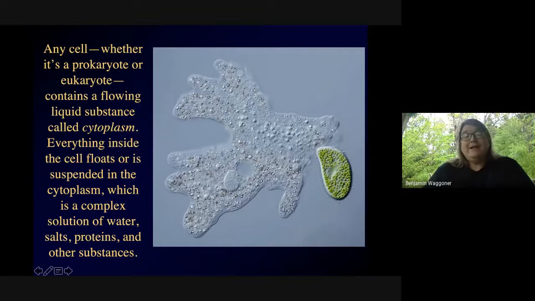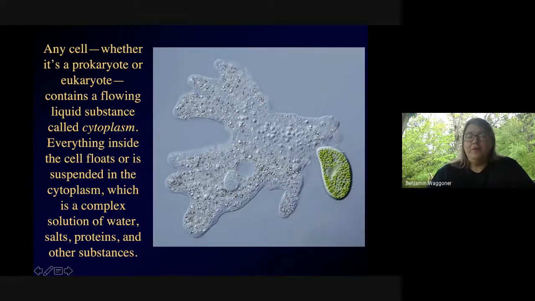The green speckly thing is a protist, and then the blobby thing around it is another protist called amoeba. And inside the amoeba, there's this gooey looking stuff that flows through the cell. And this stuff, it's got lots of little grains and granules and bits and blobs in it. And it's called cytoplasm.